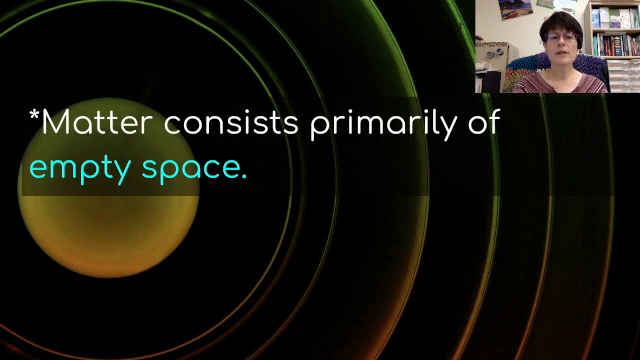Now, what we also have to understand is that matter consists primarily of empty space. The mass is mostly concentrated in the nucleus, and then if you look at this, there's a lot of empty space, and the electrons would be very small, whizzing around very fast around that nucleus. So they are, in fact, mostly empty space.